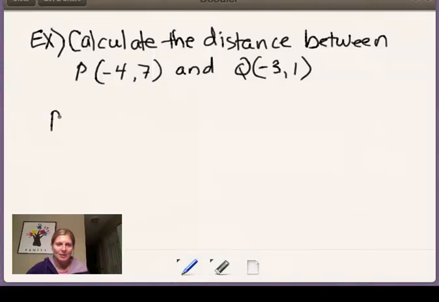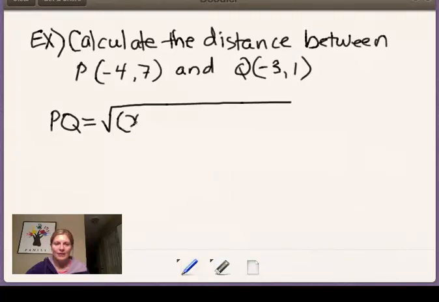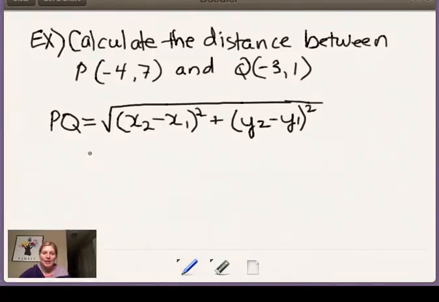I know that the distance between PQ is going to be the square root of the second x value subtract the first, or the difference between the x values, squared. Because remember, this came from Pythagorean theorem. And then the difference between the two y values squared. So now I can plug in what I know. So it's still going to be the square root. Make sure you keep writing that square root sign down. A lot of people get that lost along the way.